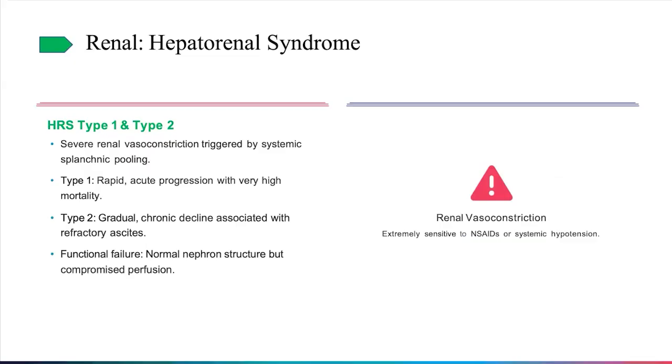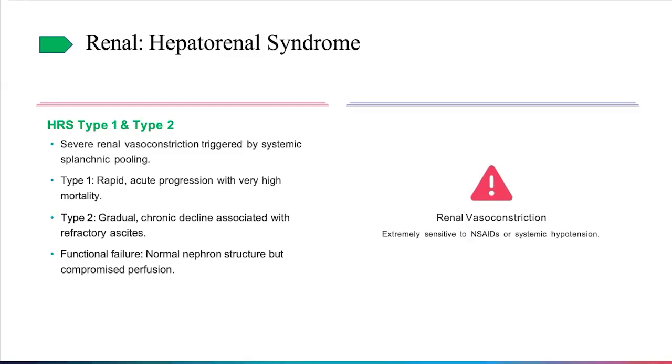This is sensed by your kidney, and then there will be renal vasoconstriction to increase the renal perfusion. So it ultimately leads to reduced renal perfusion caused by severe renal vasoconstriction, ultimately leading to hepatorenal syndrome. So there are two types. Type 1 is rapid and acute onset, rapidly progressing with high mortality. Type 2 is usually associated with refractory ascites. It is slow onset and chronic decline.